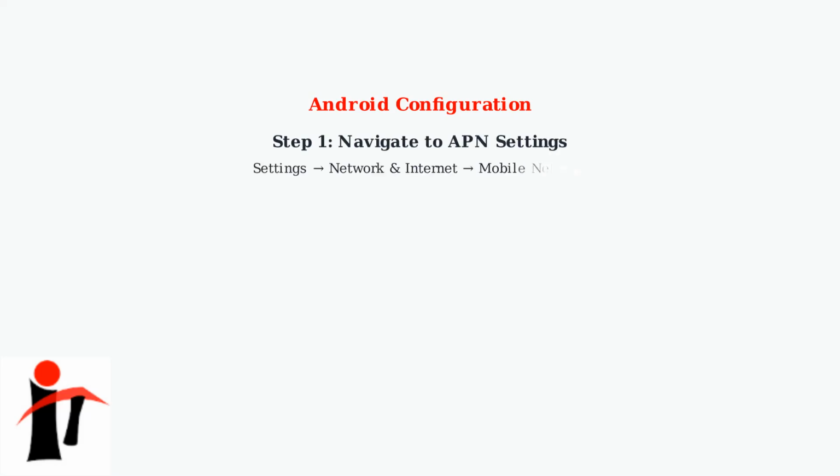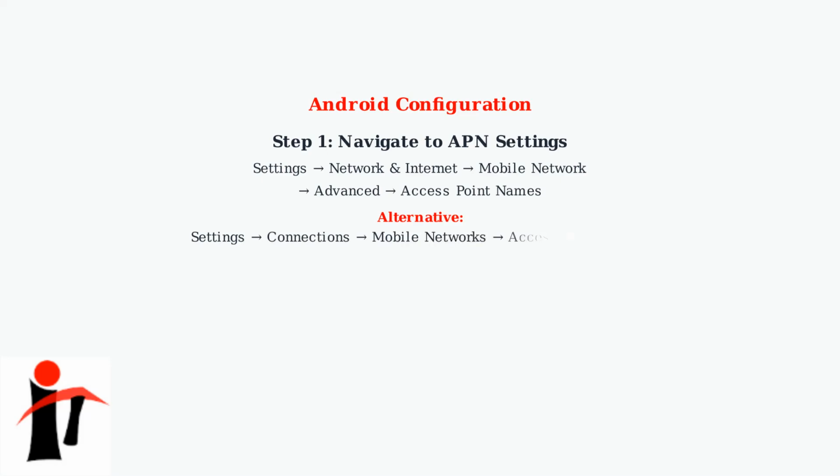Now we'll walk through the exact steps to configure your APN settings on both Android and iPhone devices. This process will restore your mobile data connection. Let's start with Android devices. The process involves navigating to your APN settings and creating a new configuration. First, navigate to your APN settings.